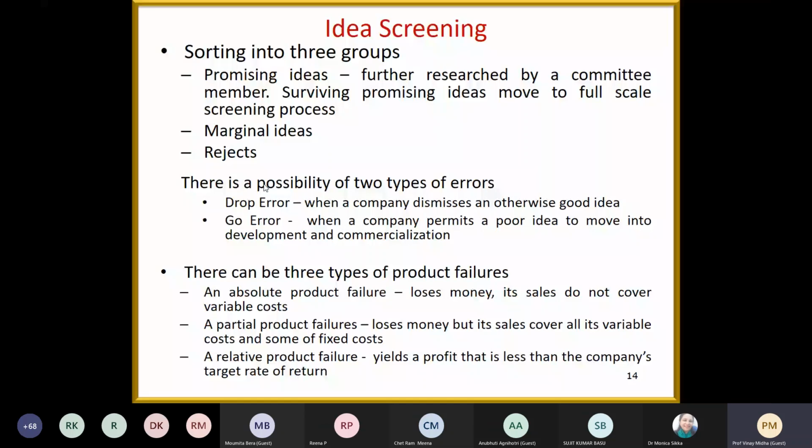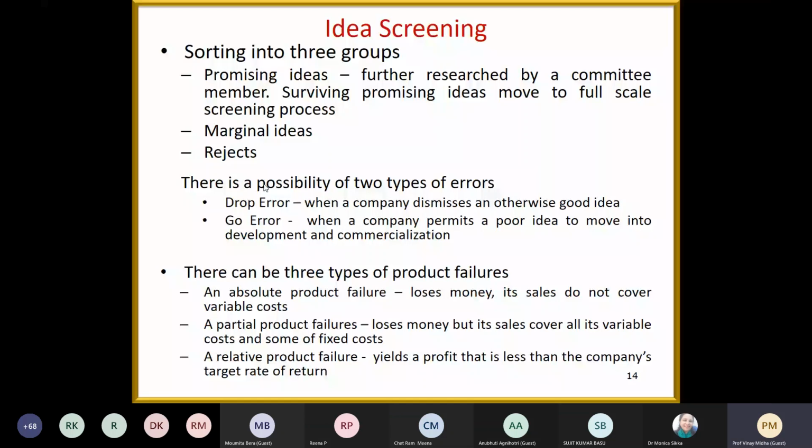Second is the partial product failures. Partial product failures will be losing money, but their sales will cover the variable expenses and, to some extent, the fixed expenses also. So they are considered partial failures because some of the fixed costs are being covered and some are not, but it is covering your variable expenses.